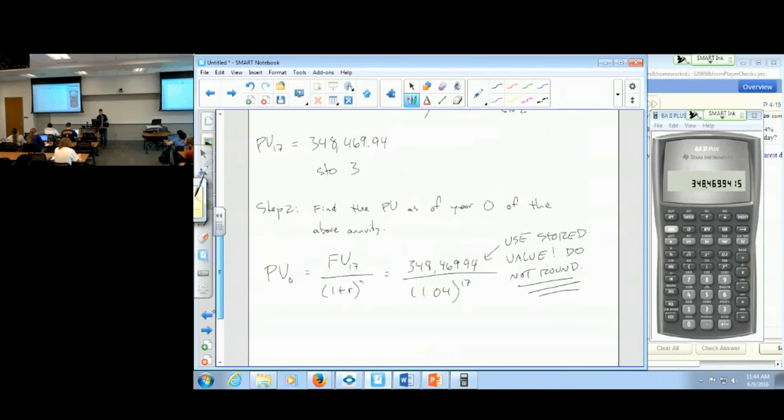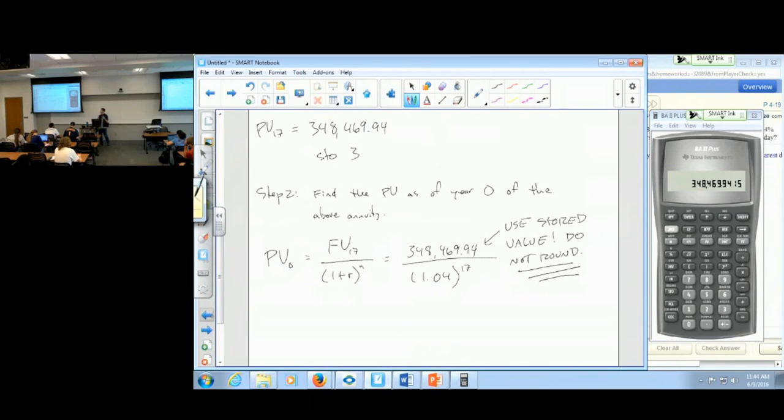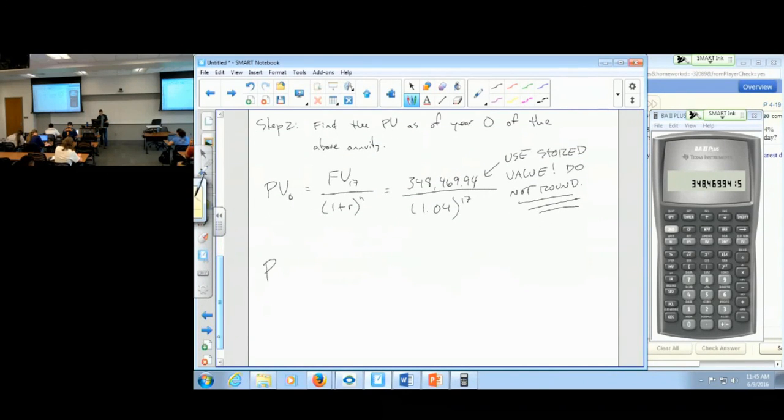So I've converted that stream of payments into one lump sum, and that lump sum is what we're working with from chapter 3. So, present value as of year 0. When I go to my calculator, I've stored that value on the 3 key. Instead of retyping what I wrote down in my notes, I'm going to hit recall 3. It's showing me 4 decimal places, but it's using 13, so I eliminate that rounding error.